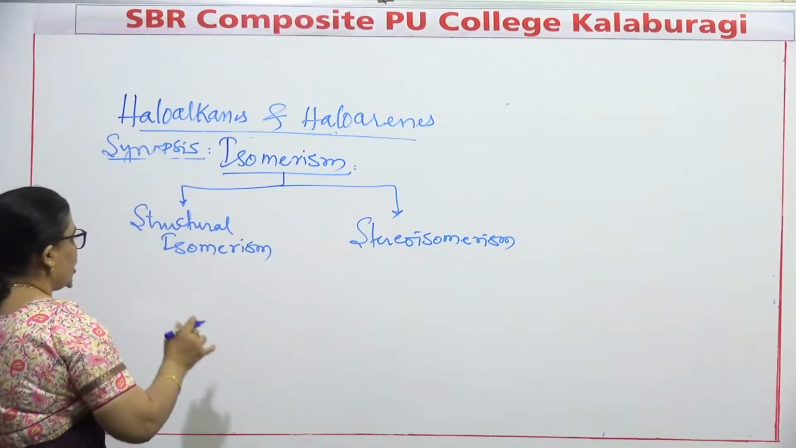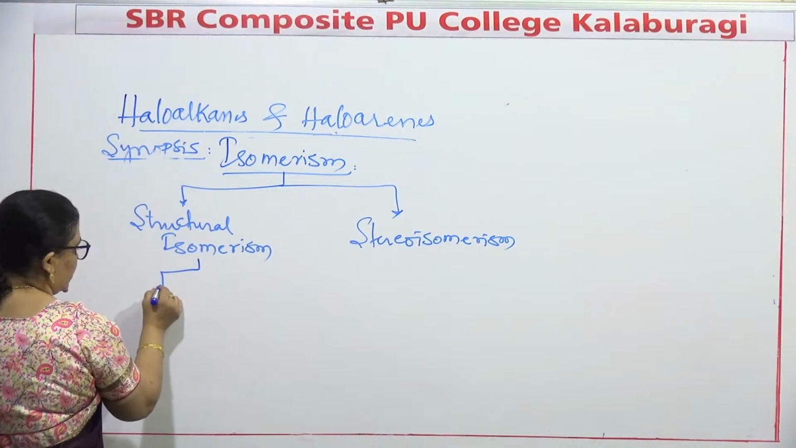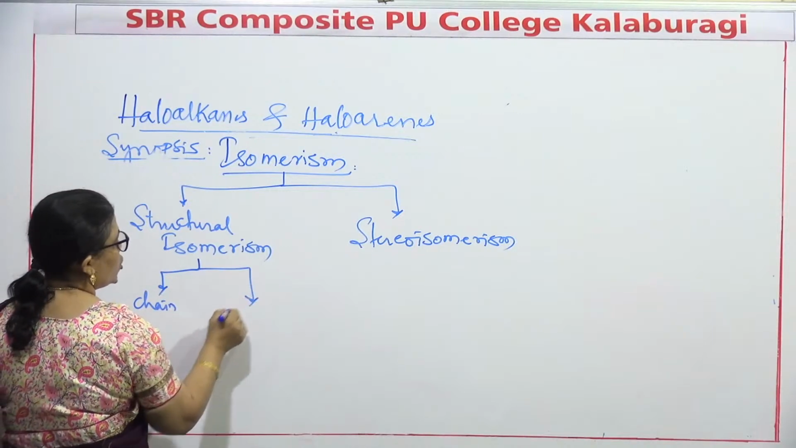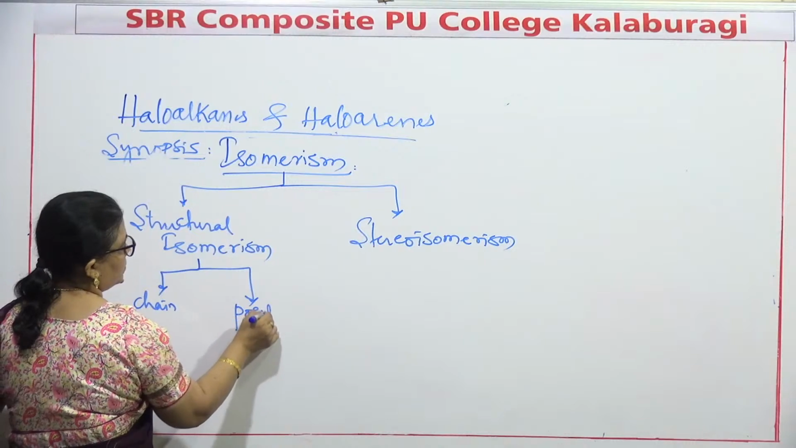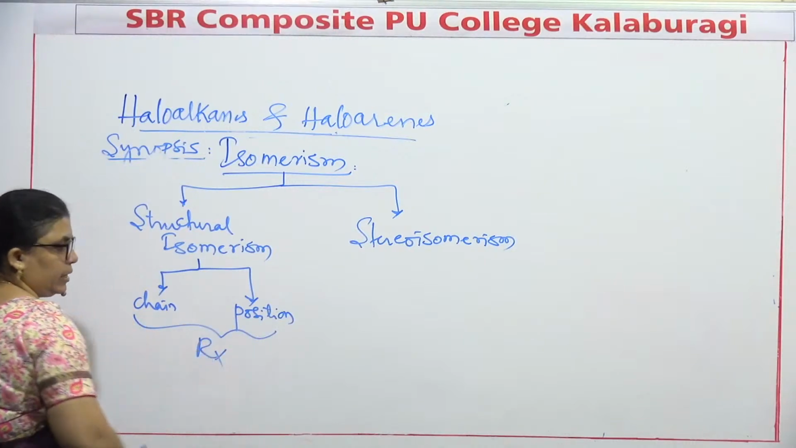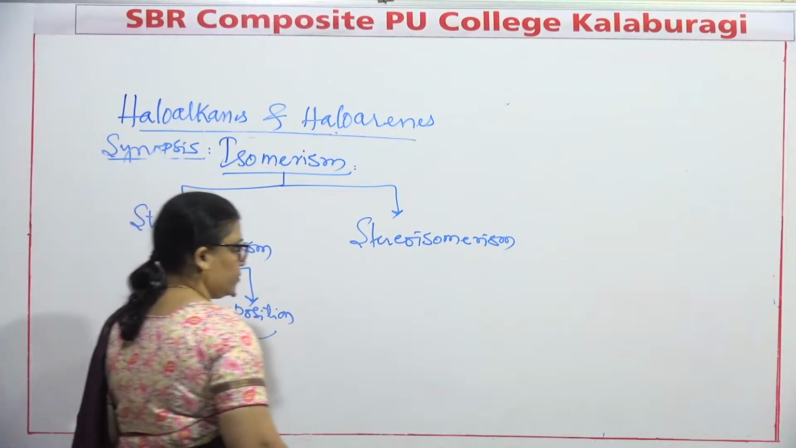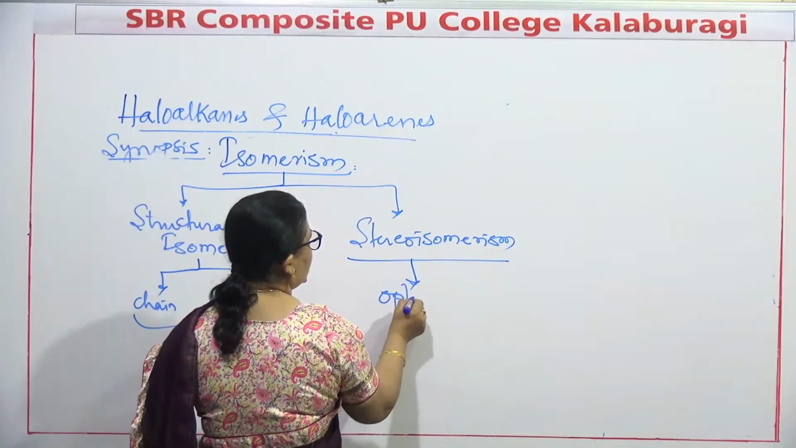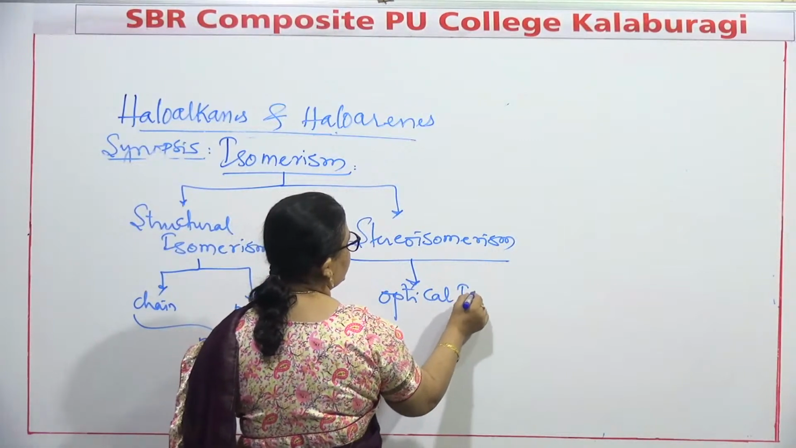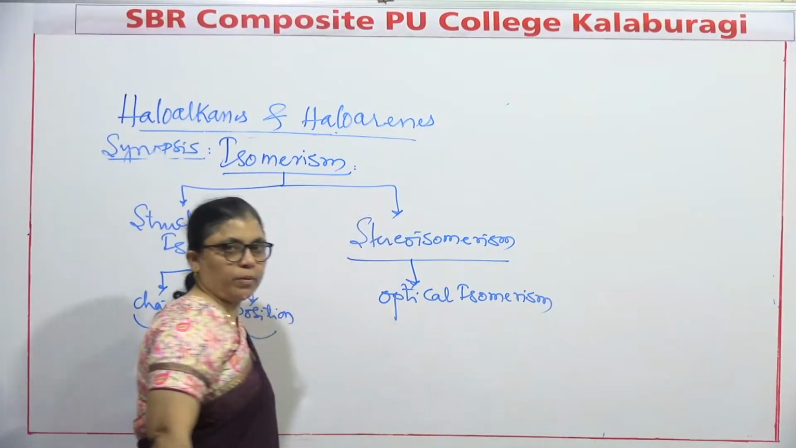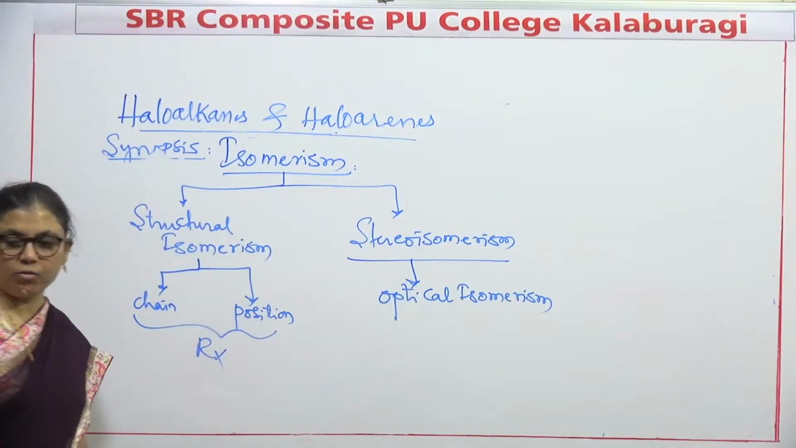With respect to haloalkane, we have chain isomerism and position isomerism. In the same way, in stereoisomerism, we are dealing only with optical isomerism. Let us move on one by one now.